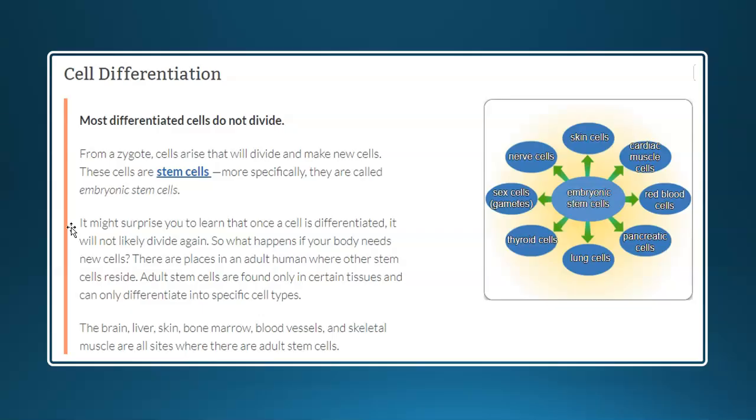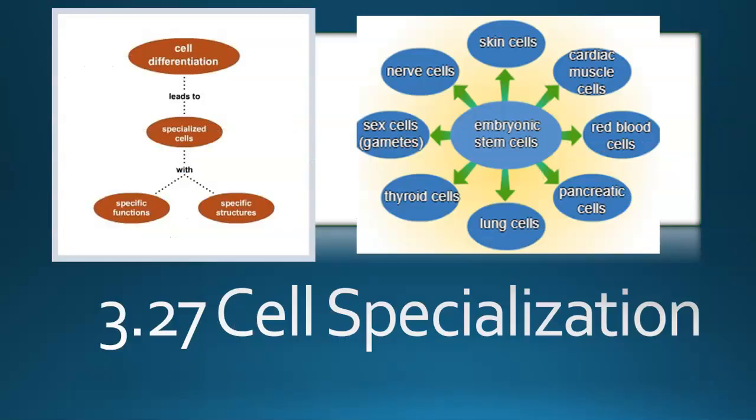So what happens if your body needs new cells? There are places in an adult human where other stem cells reside. Adult stem cells are found only in certain tissues and can only differentiate into specific cell types. The brain, liver, skin, bone marrow, blood vessels, and skeletal muscles are all sites where there are adult stem cells.